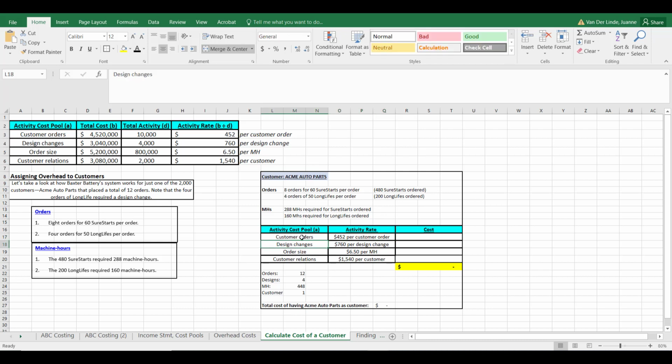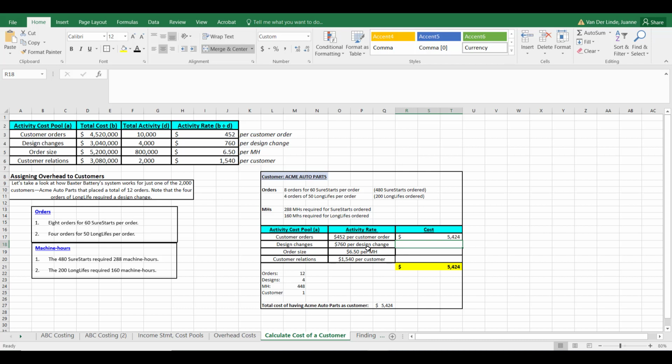For customer orders, we know the activity measure is the number of orders. How many customer orders were there for Acme? Acme made a total of 12 orders. So we're going to take that activity rate of $452 per customer order and multiply it by the number of orders: 12 orders times the $452 activity rate per customer order. So the total overhead cost to assign to Acme based on the customer order cost pool is $5,424.